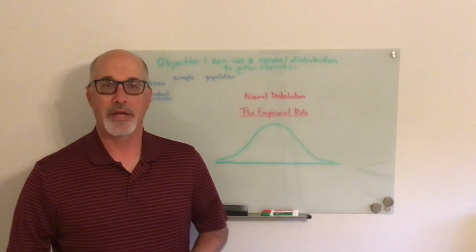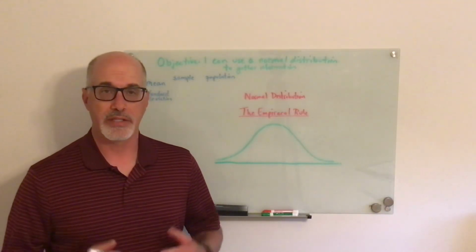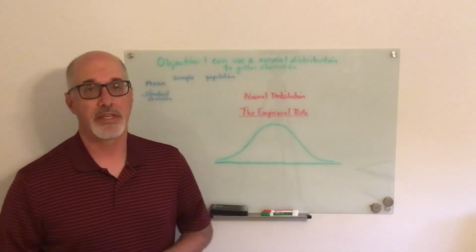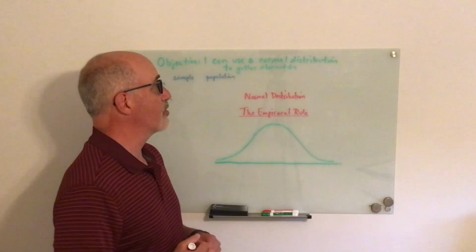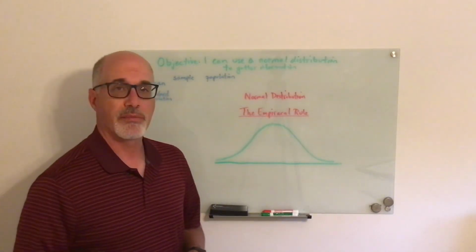This lesson will be about the normal distribution. We want to get some basics down and then talk about the empirical rule. So first of all, our objective is that I can use the normal distribution to gather information.